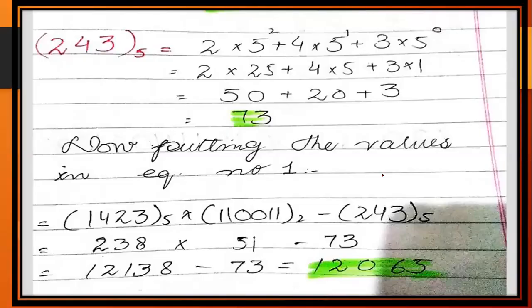Okay, the third value was left with us. That was 243 to the base 5. If we solve this, you will get 73. Now, what I will do, I will put the values in equation number 1.